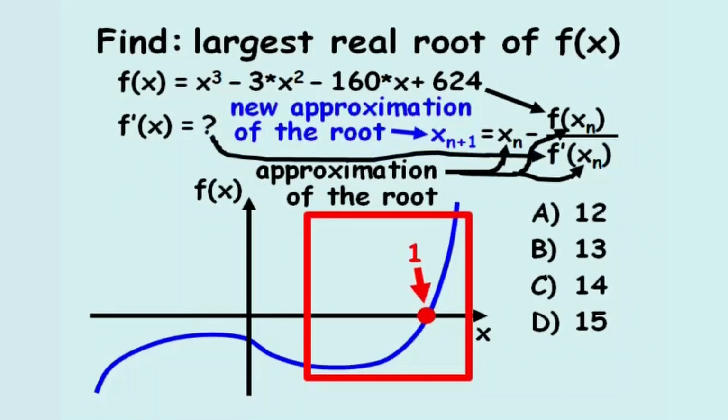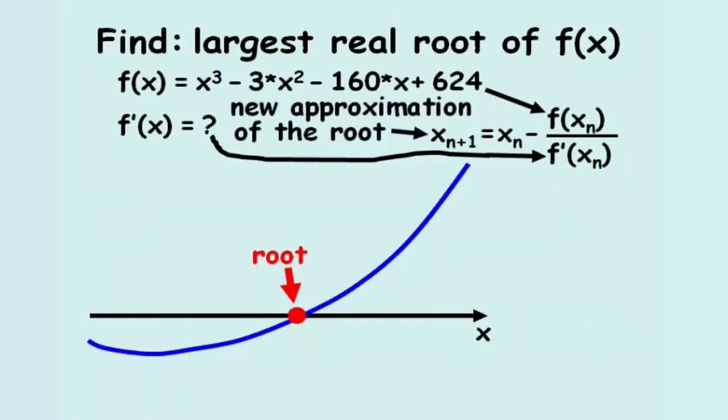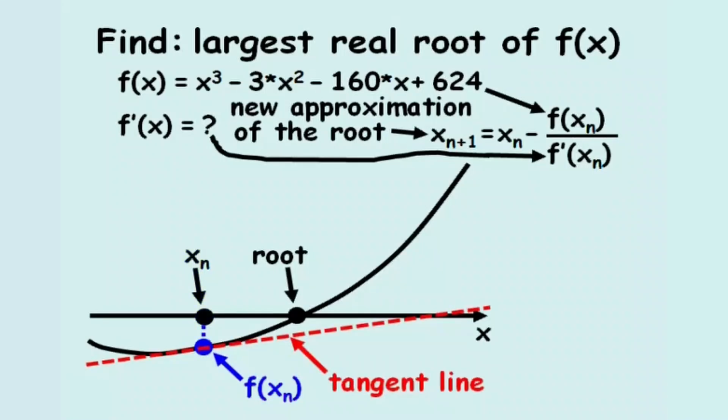Looking at the graph, if we focus in on our root and choose an initial approximation of the root, xn, then Newton's method approximates the next root, xn plus 1, by drawing a vertical line from xn to the function evaluated at xn. Then, a tangent is drawn from f of xn, and wherever that tangent intersects the x-axis will be the next approximation of the root, xn plus 1.